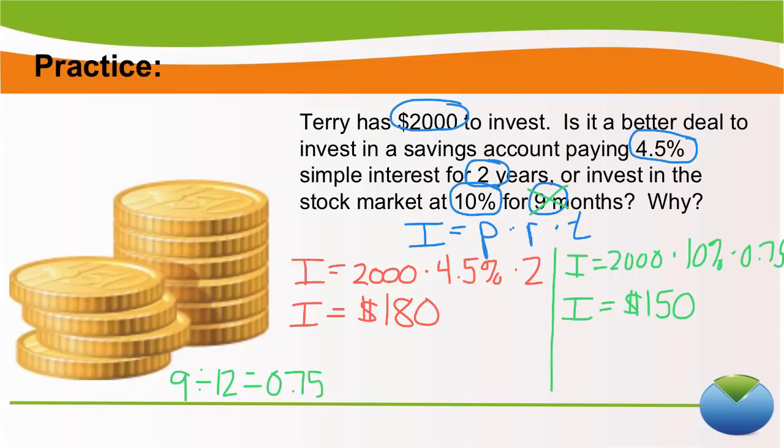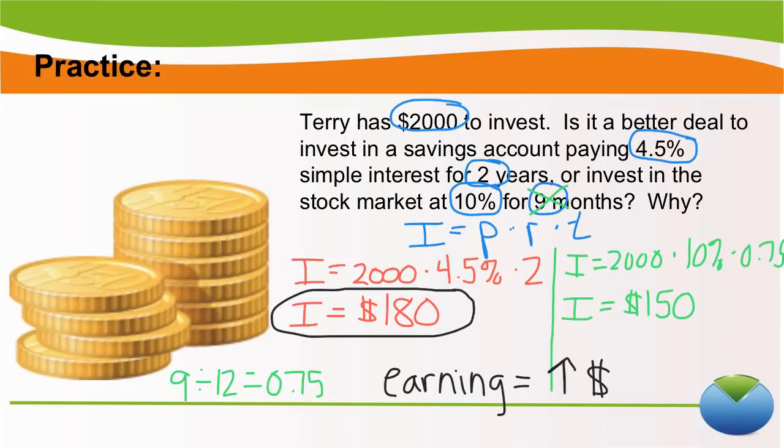So he wanted to know which was the better deal. Well, when you are earning interest, like in the stock market, you want the bigger money. So even though it's going to take him longer, the bigger amount is in the savings account, so that's where Terry should put his money.